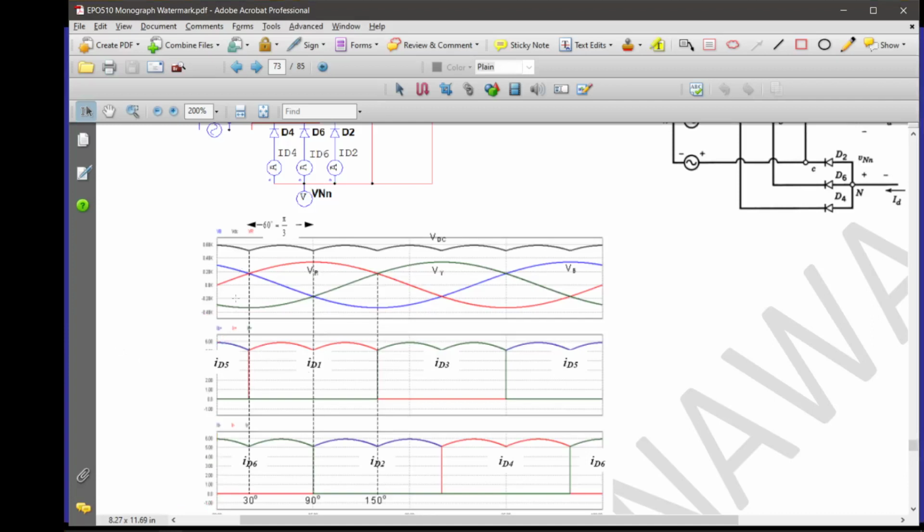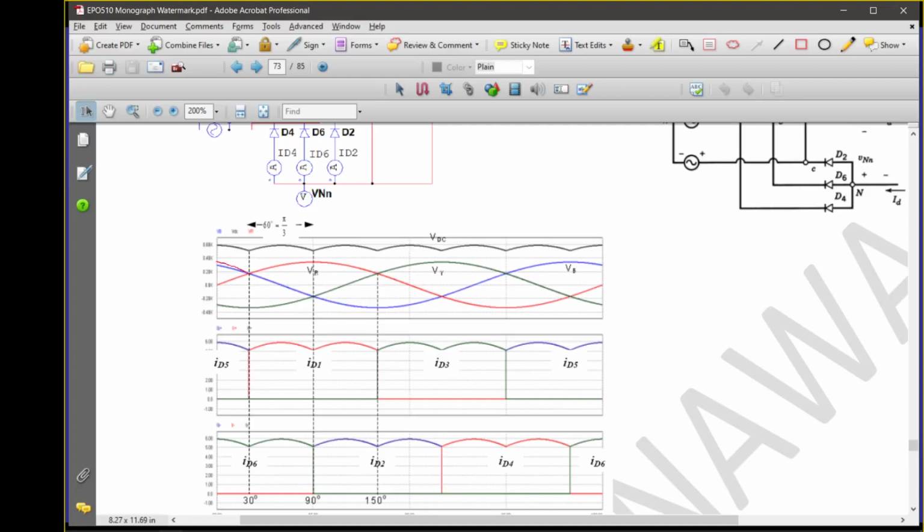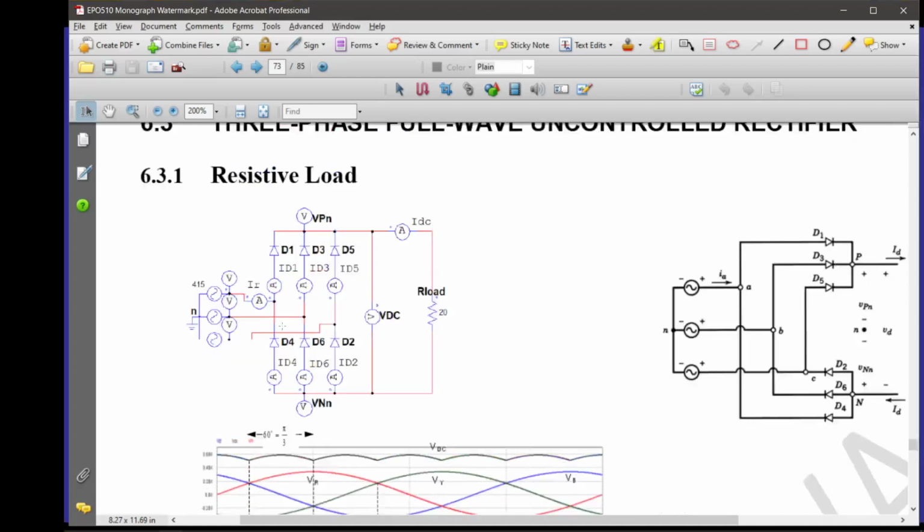For the top group, of course, the highest potential is at blue, isn't it? So if you look at the blue waveform, that will be what? Red, yellow, blue. So this D5 will turn on during this time, isn't it? D5 will turn on this time.